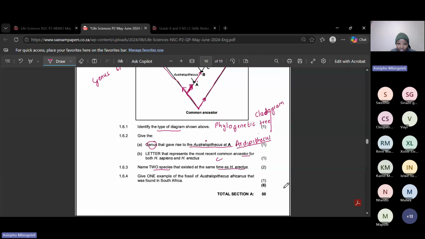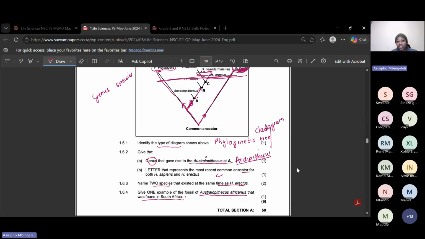Okay, I'll take questions now. If you have a question, let me do 1.6.4 and then I'll take your question. Give one example. This question is so famous. Give one example of a fossil of Australopithecus africanus that was found in South Africa. There's 3 of them. It's Taung Child, it's Mrs. Ples, it is Littlefoot. Taung Child, Mrs. Ples, Littlefoot. Just double check. Yeah. All right. I'm happy to take questions.